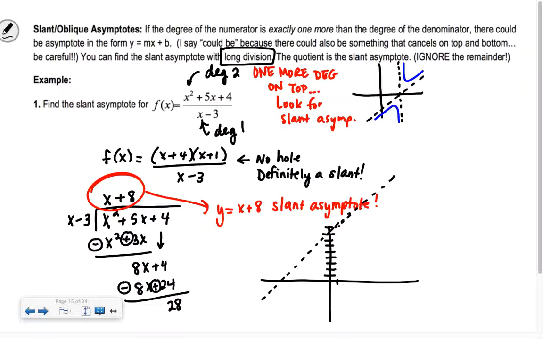All right, so let's see if we have any other things. Do we have a vertical asymptote? Yeah, so we set our denominator equal to 0. So we have x minus 3 equals 0. So I get x equals 3. So we definitely have a vertical asymptote. So we create that like X shape. Do we have a horizontal asymptote?